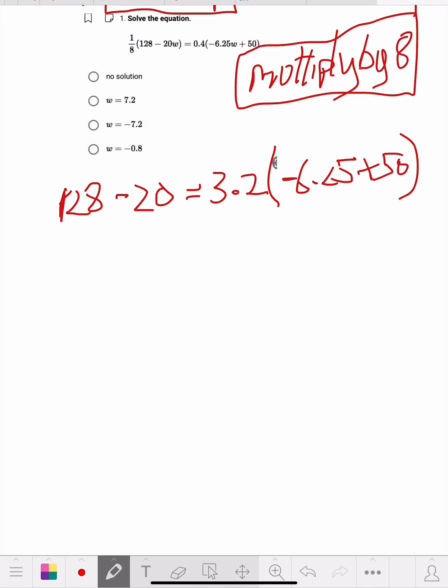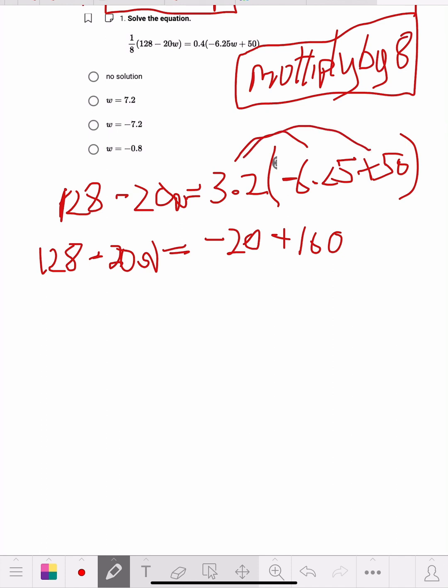So I'm going to carry this down. So I got a 128 minus 20w. Oh, I forgot the w up here. 20w equals, now 3.2 times negative 6.25 is a negative 20. Now 3.2 times 50 is a positive 160. All I did was multiply that times that, and that times that, distributive property. I carried it through, and that's all I did there.